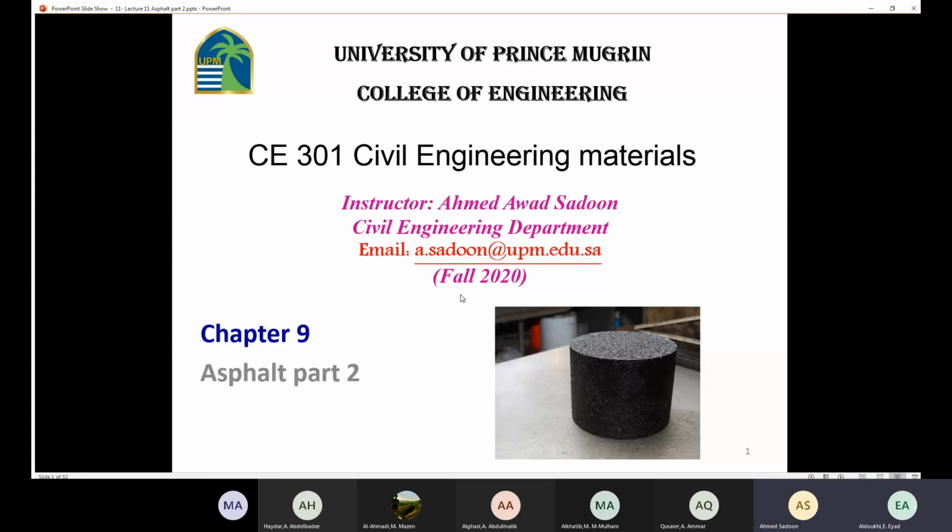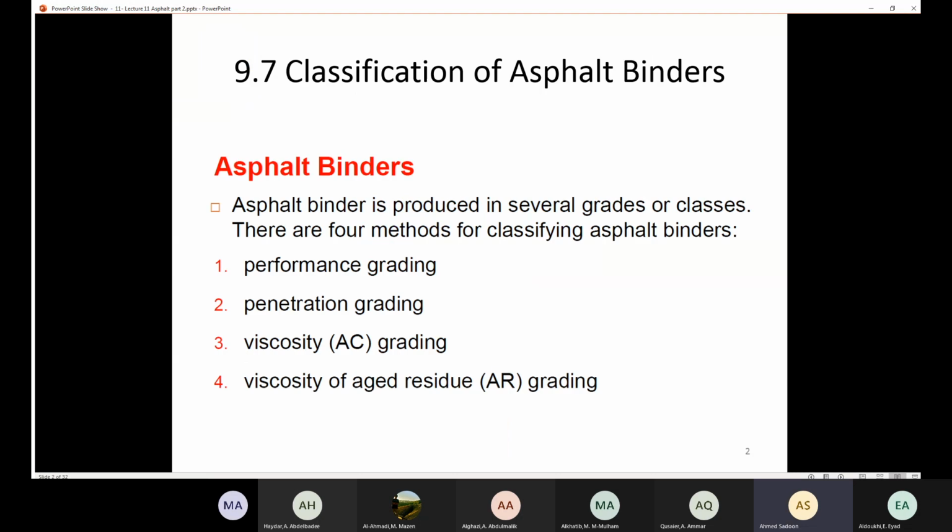So let's get started. In today's lecture, we're going to continue our discussion regarding the asphalt cement, and also today we're going to talk about the asphalt concrete. So last time you mentioned that the asphalt binder is produced in several grades or classes, and we have four methods for classifying the asphalt binders.